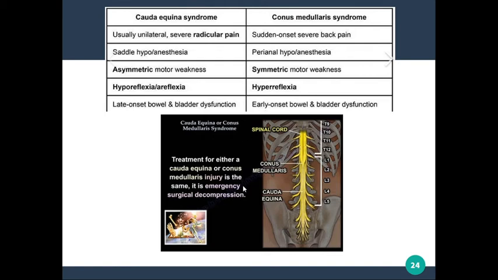The treatment of these two conditions is usually surgical decompression. So basically, you refer your patient to surgery, you phone up neurosurgery in order to urgently decompress. Remember, these conditions are medical emergencies, okay? And they have to be treated as fast as possible.